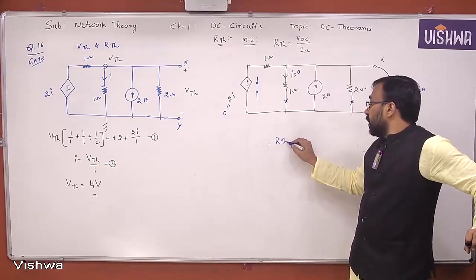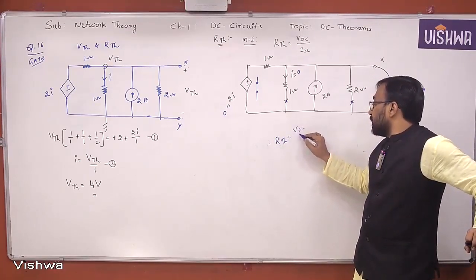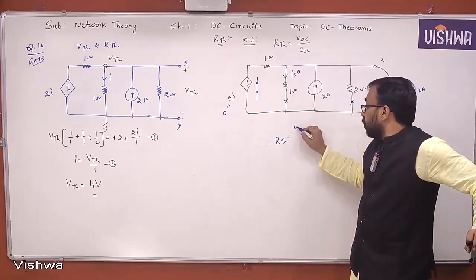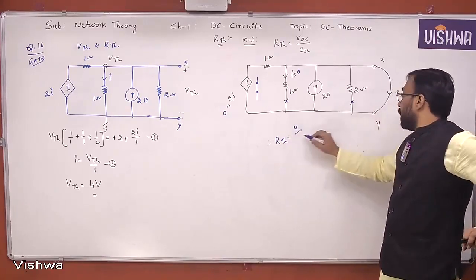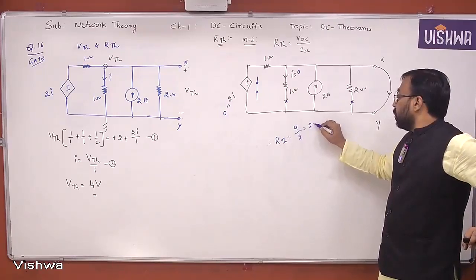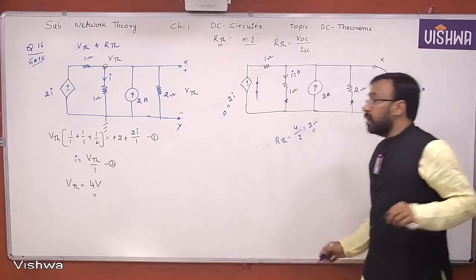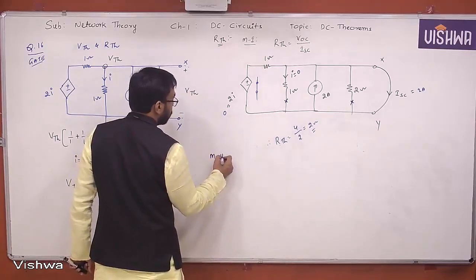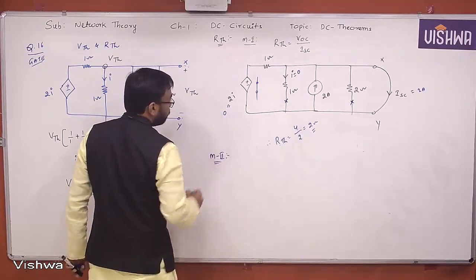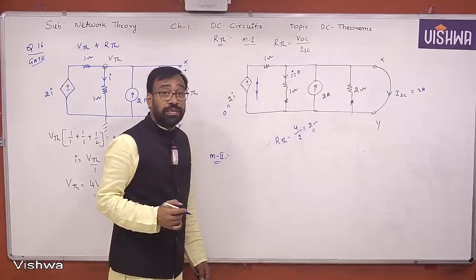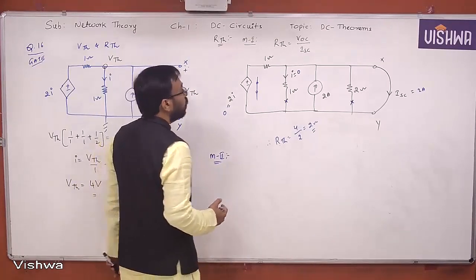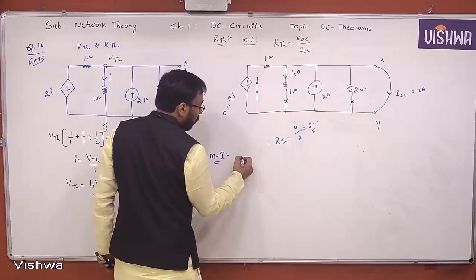So RTH now will become VOC by ISC, that you already know. What is the value of VOC? 4 volts. What is the current? 2 ampere. Therefore, 2 ohm. That's it. But I want to do it even using method 2 because I want to have practice. Yes or no, all of you? We all should have practice of calculating Thevenin's equivalent resistance even using the old-time technique. What is the old-time technique?